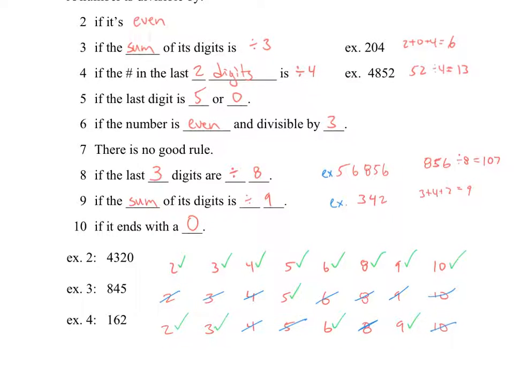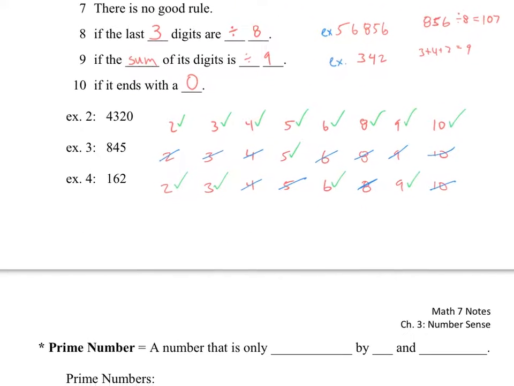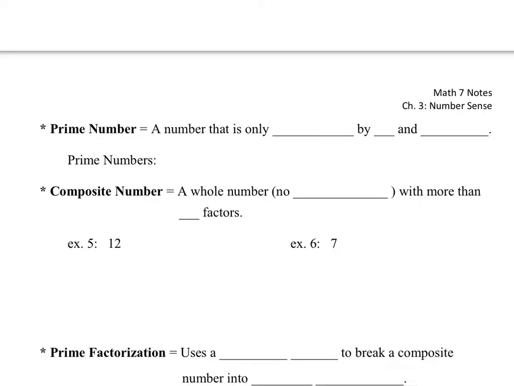Now, yours might go a little different. You might have to write some things out. So those are divisibility rules. Cool. Shortcuts to help us with some things.